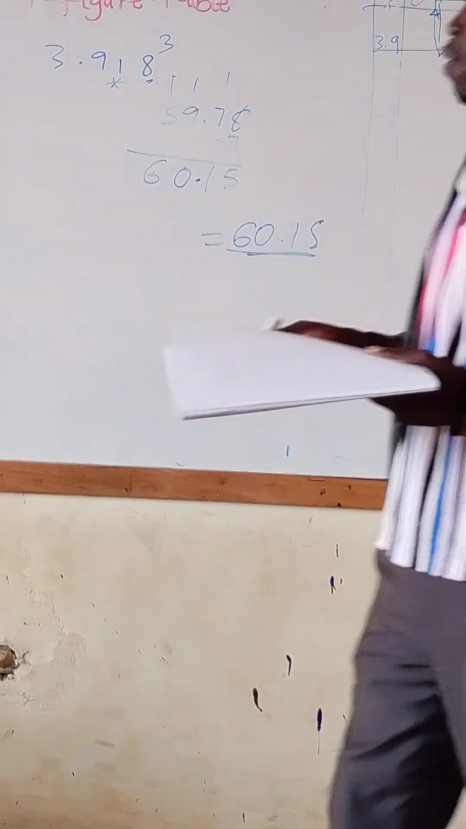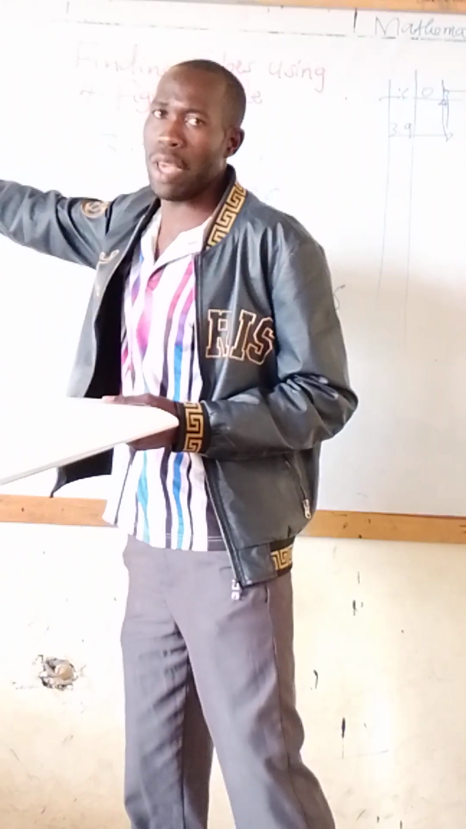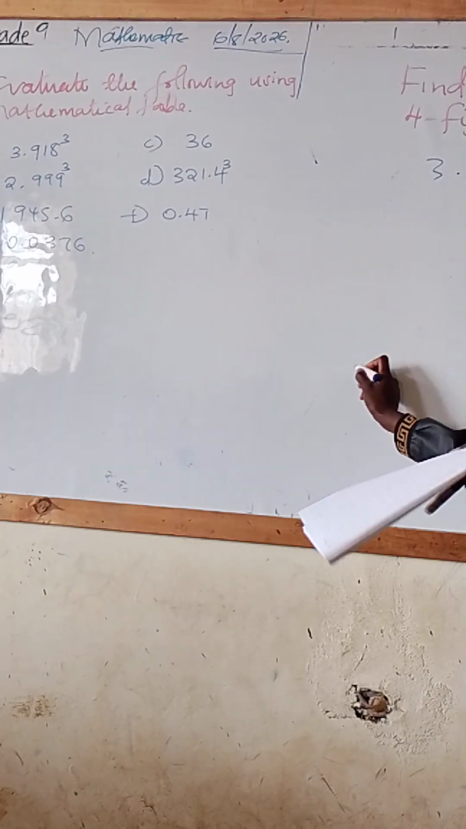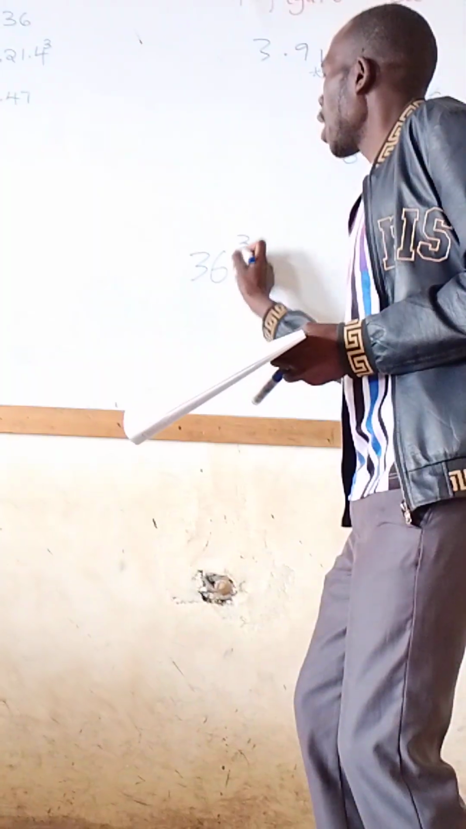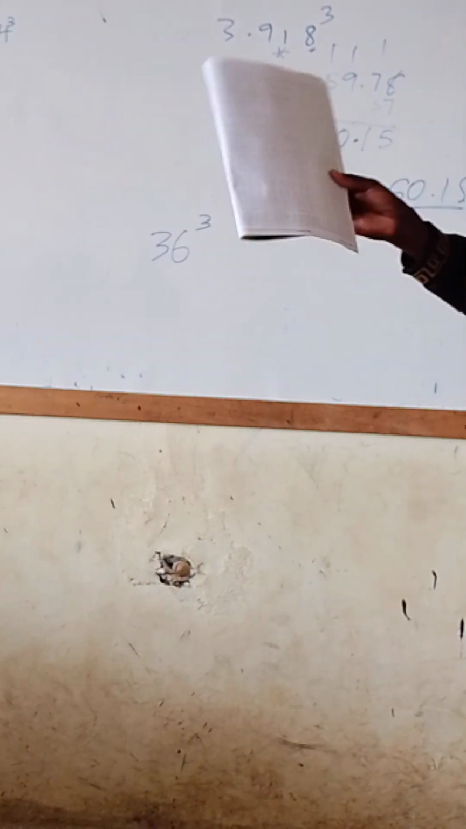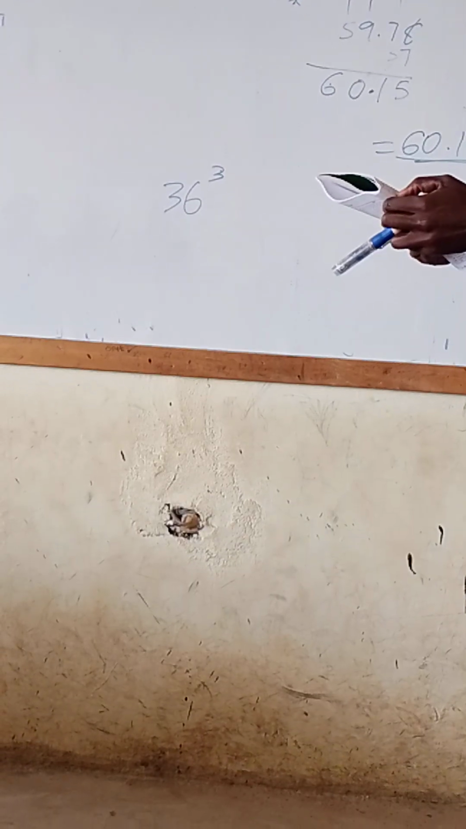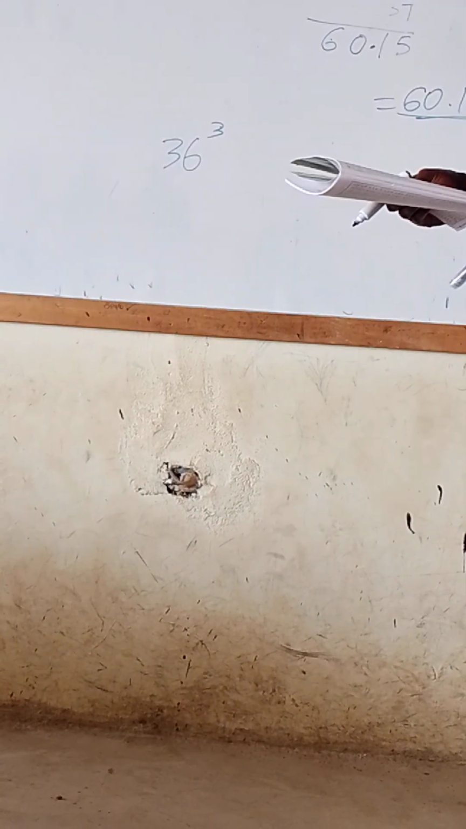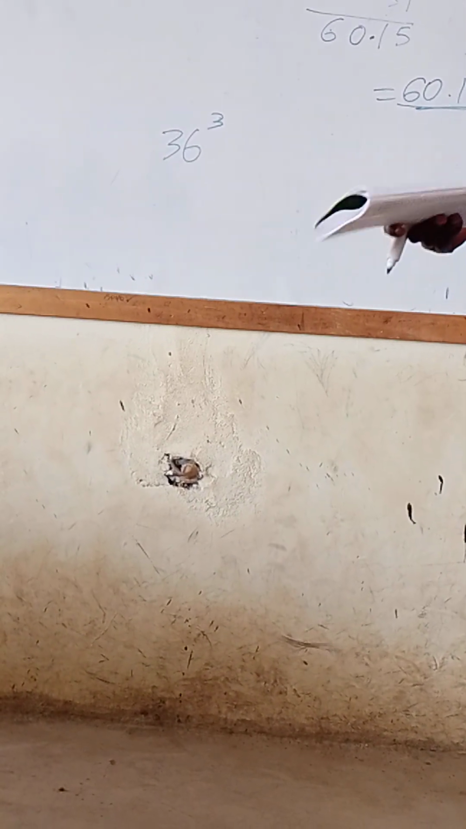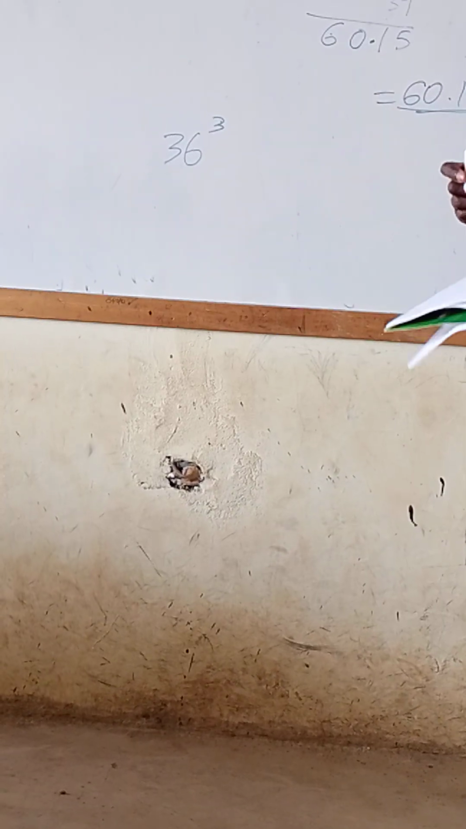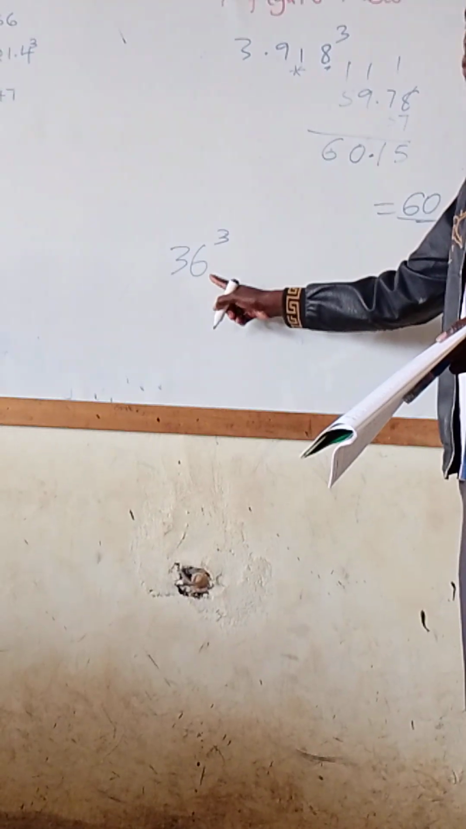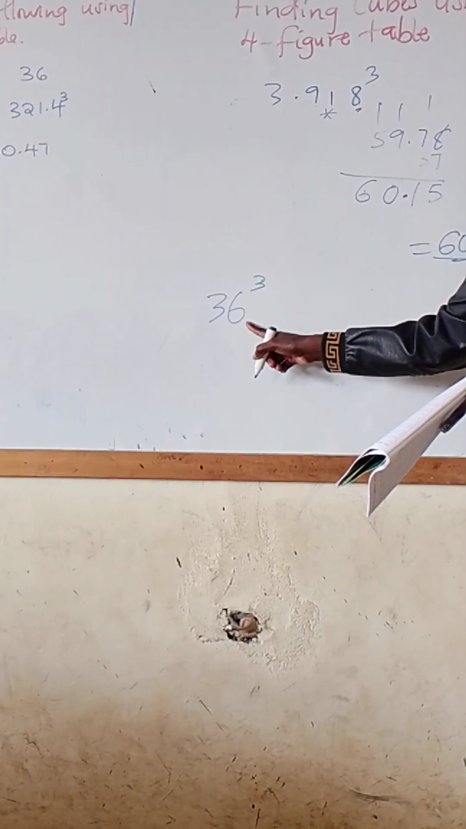Now, what about when we have a number which is more than, for example, we have 36. We want to get the cube of 36 using the mathematical table. If you look at the column of x, we don't have 36. So therefore, we are going to write it in standard form. Standard form, how can we write it? We write this number as more than 1 but less than 10.